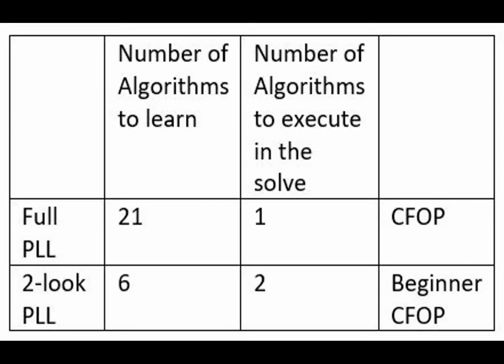Full PLL enables you to do PLL in one algorithm, but it requires you to learn 21 algorithms, which is quite a lot. So, there is a beginner version called 2-Look PLL, which only involves learning 6 algorithms, but it is slower as you have to do 2 algorithms instead of 1. I would recommend that if you are learning beginner CFOP, you should learn 2-Look PLL.